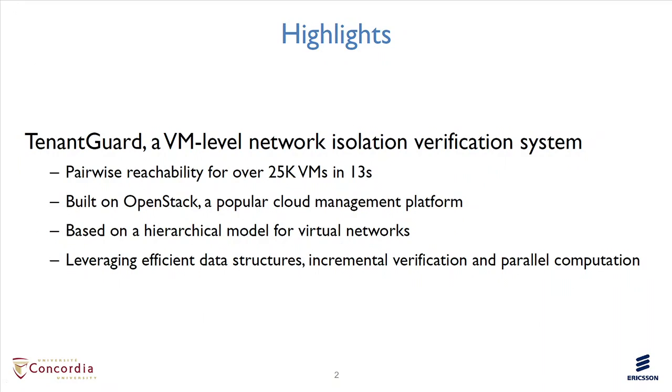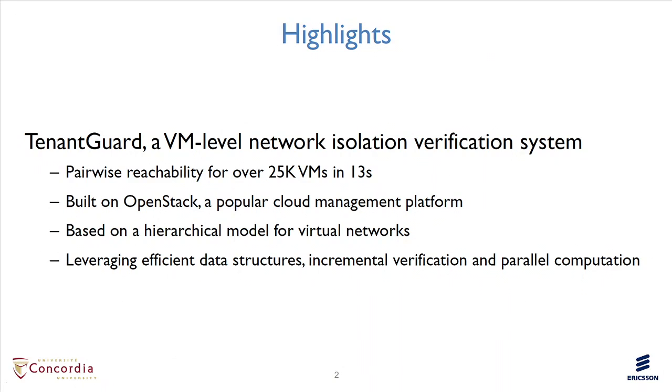So here we present TenantGuard, a VM-level network isolation verification system. TenantGuard can verify pairwise reachability for over 25,000 VMs within 13 seconds, which is significantly faster than the existing approaches. Our approach is built on OpenStack, which is one of the most popular cloud platforms these days, and it is based on a hierarchical model for virtual networks. In this work, we leverage efficient data structures, incremental verification, and parallel computation.